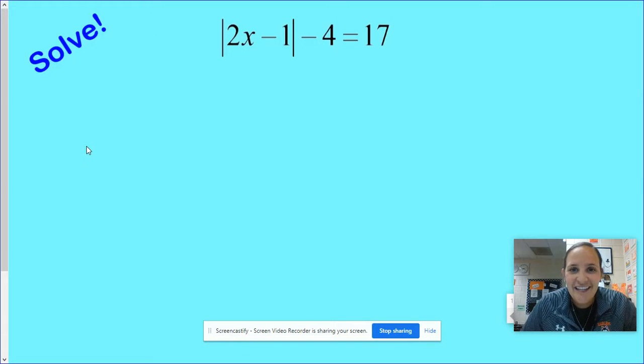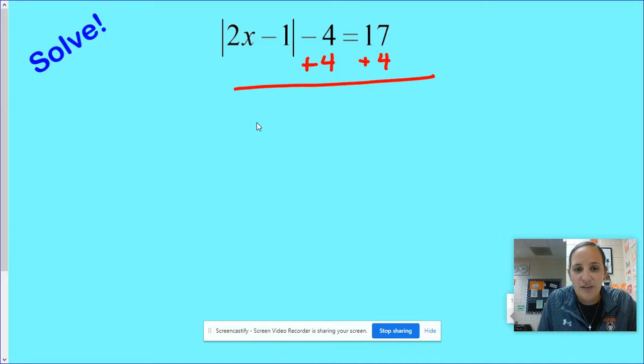Hey, these are some example problems from 1.6a and b. So this first problem is an equation because there's an equal sign and not a less than, greater than, inequality sign. So the first thing I have to do before I break this into two separate problems is isolate the absolute value bars. In order to isolate the absolute value bars, I need to move this -4. So I'm going to add 4 to both sides.